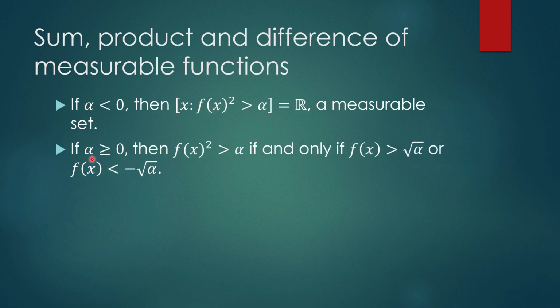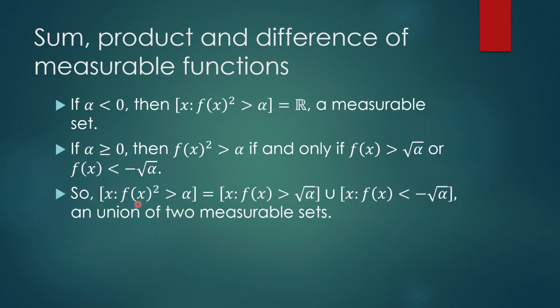When alpha is greater than or equal to 0, f squared is greater than alpha if and only if f of x is greater than root alpha, or f of x is less than minus root alpha. So the set of x such that f squared is greater than alpha is exactly equal to the set where f of x is greater than root alpha, union the set where f of x is less than minus root alpha. This is a union of two measurable sets, because f is measurable; this set is measurable, this set is also measurable, so their union is measurable. So indeed this set is measurable for every alpha greater than or equal to 0, and for alpha less than 0 we have already shown that. Therefore for any real number alpha, this set is measurable, and hence f squared is measurable.